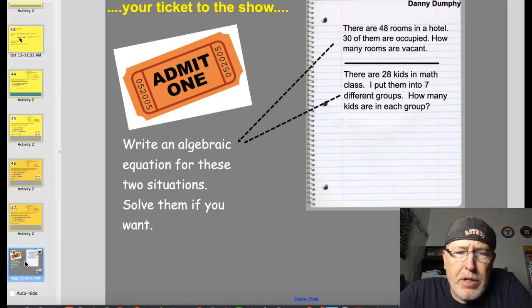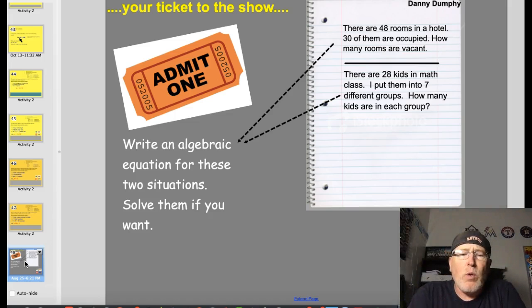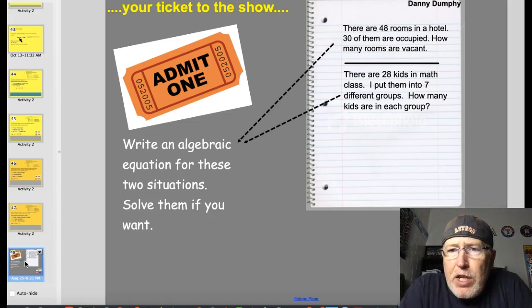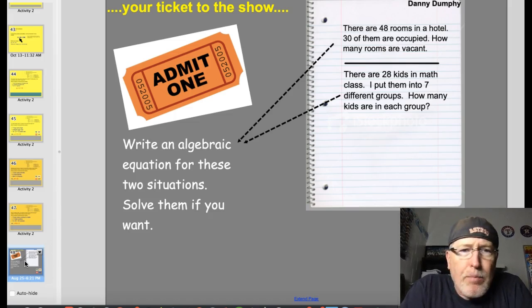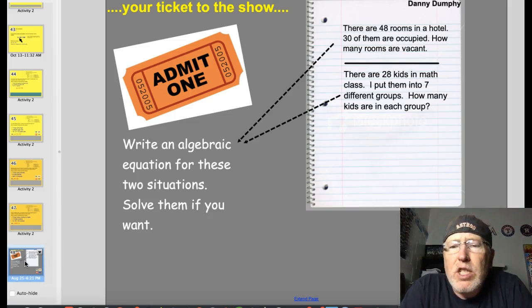All right, here we go. Again, I know you're going to be tempted to solve these. That's why I've got the arrows pointing down here. You're just going to write equations for these situations. If you need to solve it to figure out which operation to use to write the equation, that's just fine. But I'm not interested in the solution. I'm interested in the equation.